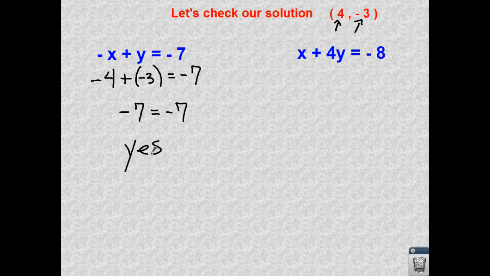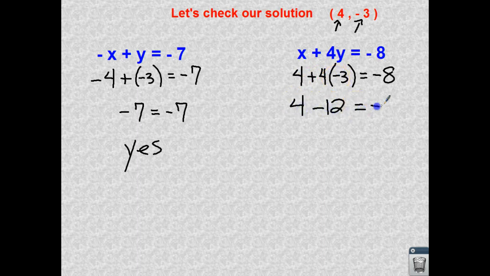Let's check the second point. We have x being 4. Substitute in the y, which was a -3. Do the order of operations, multiply first. 4 times -3 is -12. Bring down the 4 that we didn't use. And 4 minus 12 is -8. So this one also checks it.